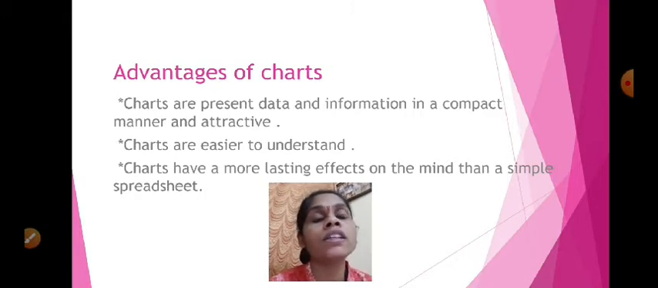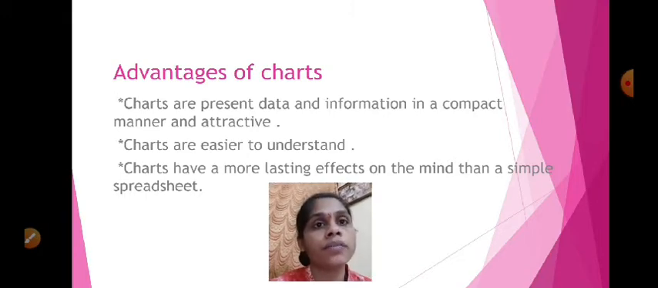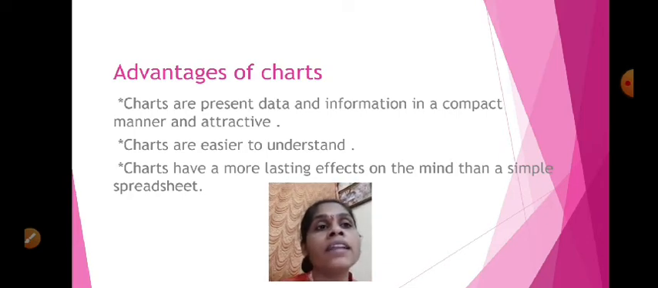We have already seen in our math the pie chart, bar chart, all these things, and we have already learned them. Now we have to see how to do these charts in an Excel sheet. Charts are easier to understand, very true, they are very easy to understand. Charts have more lasting effects on the mind than a simple spreadsheet. See, whatever we learn through charts is more long lasting, means those things stay in our mind for a long time compared to a simple spreadsheet. Got it? Charts have a more long lasting effect on the mind than a simple spreadsheet. These are the advantages of charts.